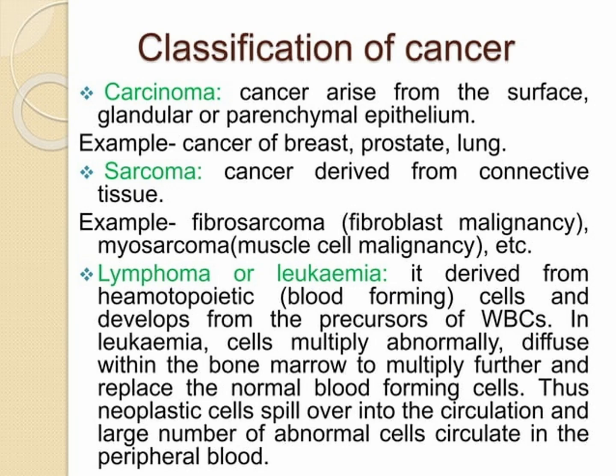In leukemia, cells multiply abnormally and diffuse within the bone marrow. It starts from the bone marrow, diffuses within the bone marrow to multiply further and replace the normal blood forming cells. So the normal blood forming cells will be replaced by cancer cells. Thus, neoplastic cells spill over into the circulation and a large number of abnormal cells circulate in the peripheral blood. Thus, these cancer cells circulate in the peripheral blood.